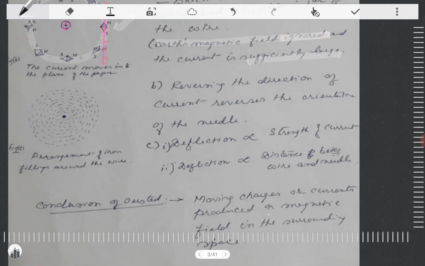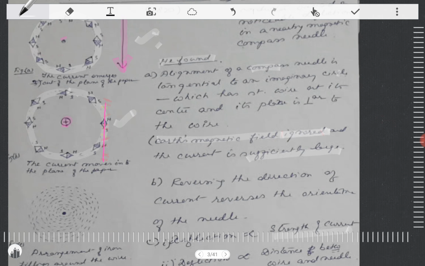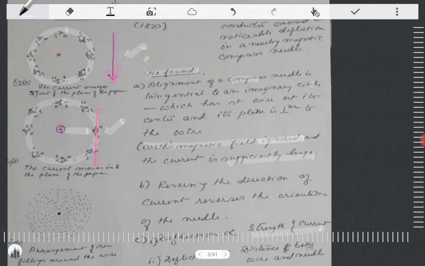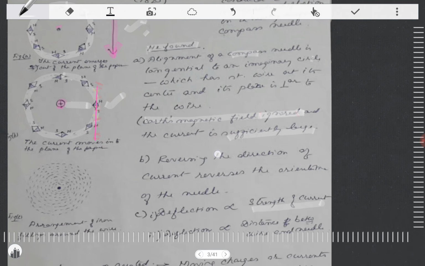Now how much the needle will be deflected depends on the strength of the current. The deflection varies with the distance between the wire and the needle, that is, how far the needle is from the current carrying conductor. If the distance is less, the deflection will be more. If the distance is more, the deflection will be less.